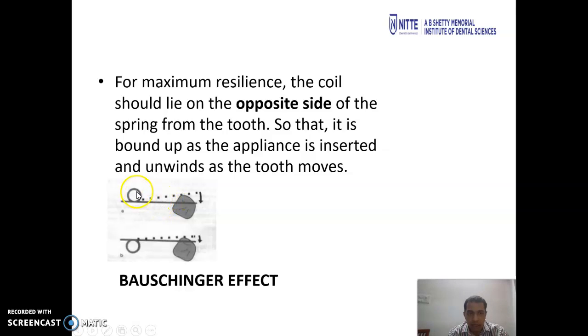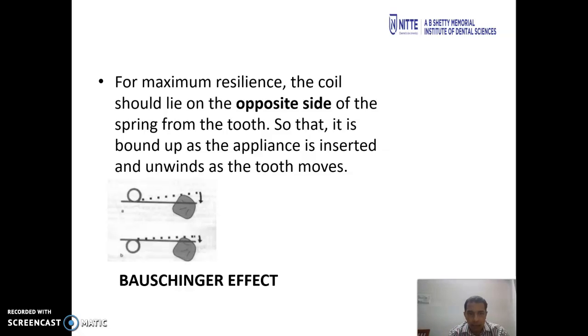If you have to spot the difference in these two, the helix is opposite to the direction of the intended tooth movement in the first picture when we compare it to the second picture. In the second picture, the helix is in the same direction as the tooth movement, and we see that there is limited tooth movement here. There is limited range of action. This, in effect, is known as the Boschinger's effect.